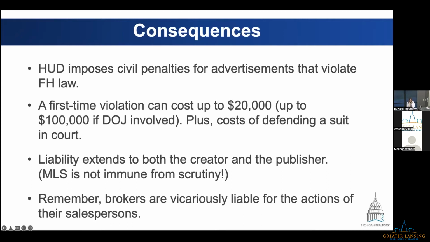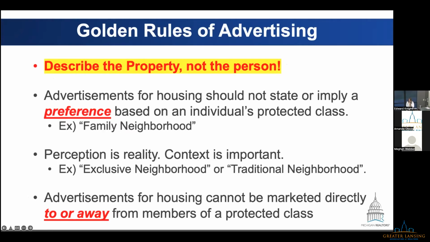And next slide. So this brings us to what we like to call the golden rules of real estate advertising. And these are just some best practices to keep in mind when you're creating your advertisements and how to keep them in compliance with fair housing.